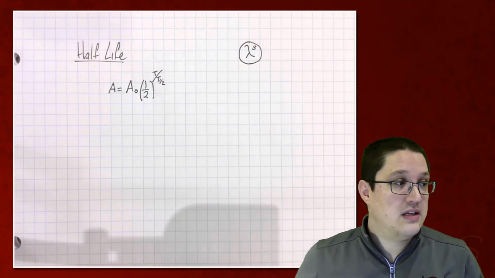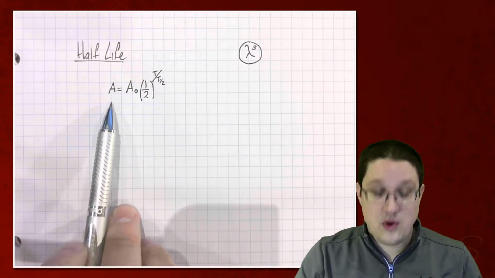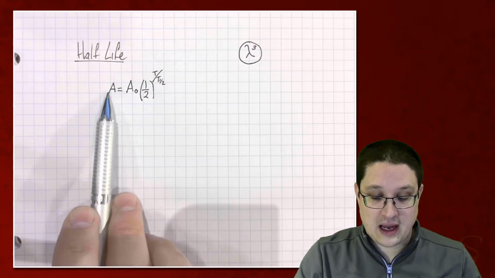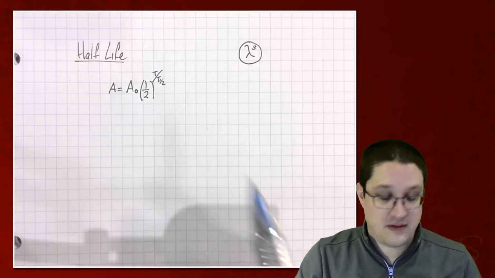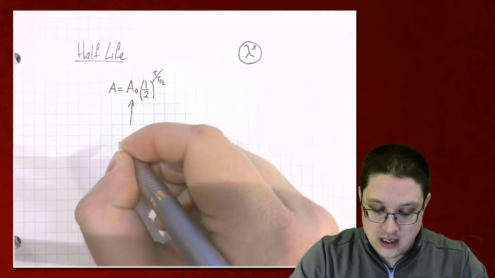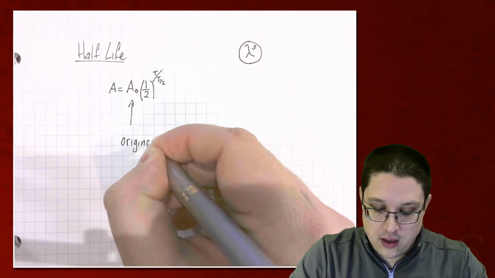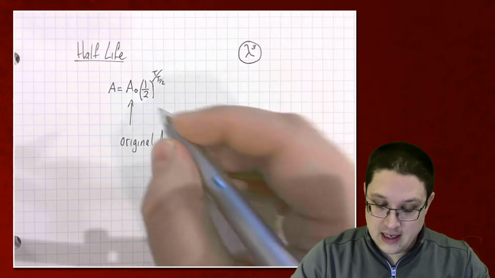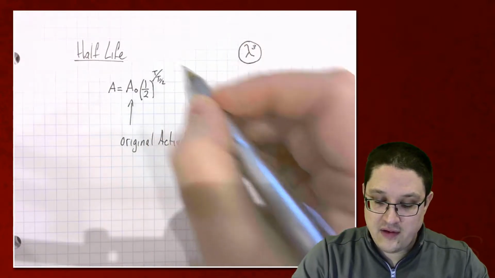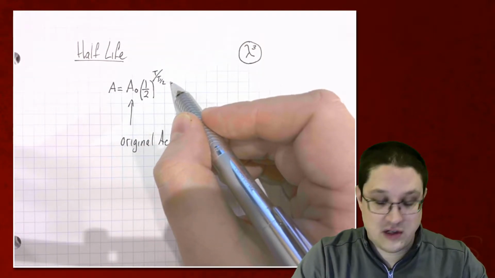Now, with half-life, we have a fairly straightforward formula which will look really familiar to you if you've taken grade 12 pre-cal math. So here is our formula for half-life. With this, my activity at any given point in time is given by the original activity. So A naught here is my original activity. And that is times 1/2 to the power of T over T half.